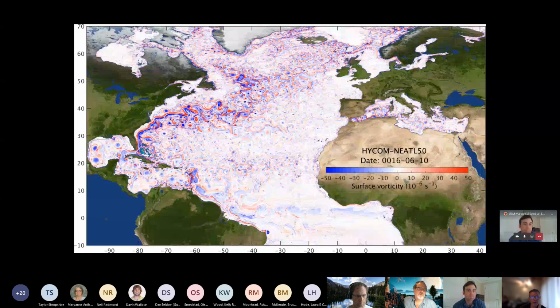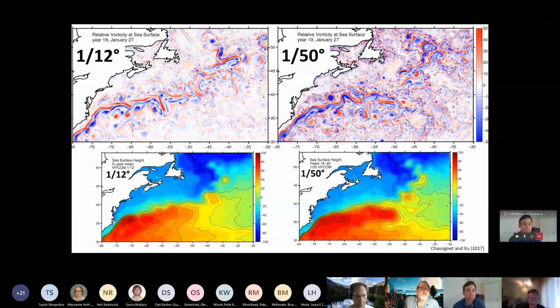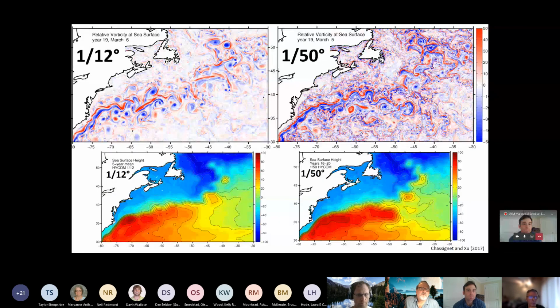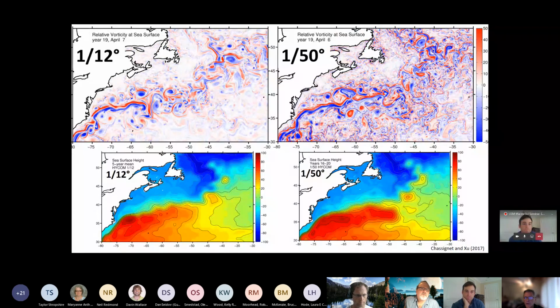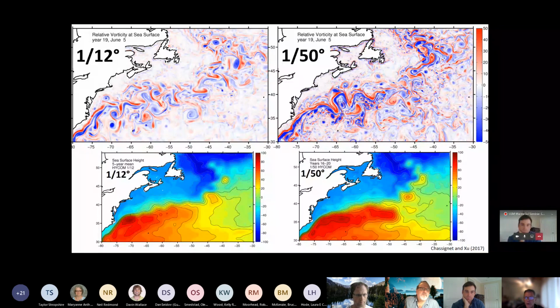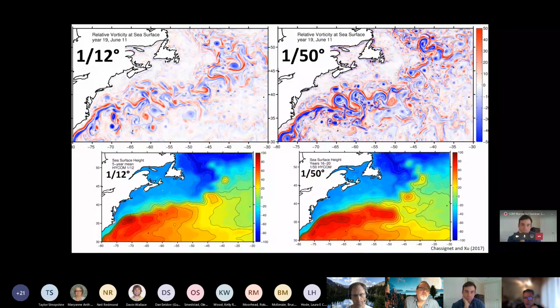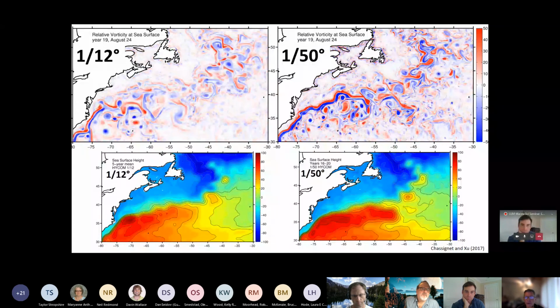submesoscale features. So here's a zoom on the Gulf Stream. On the left is the vorticity again for the 1/12th degree, and you see everywhere some mesoscale features. But now, as you get into the summer, you see that the eddies are bigger, and you don't have as many smaller scales.